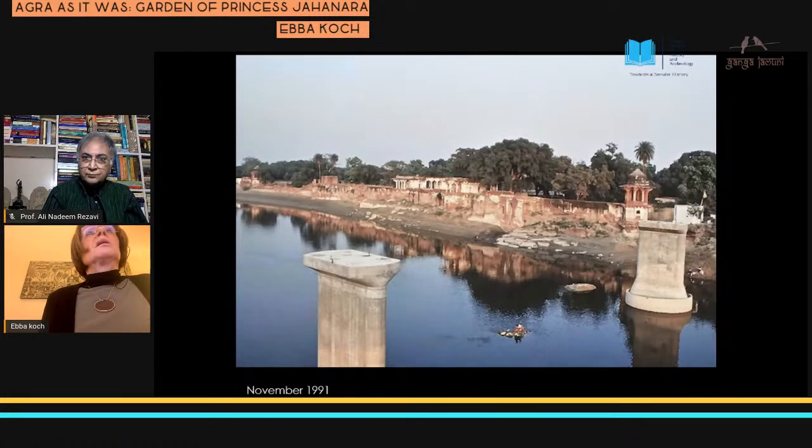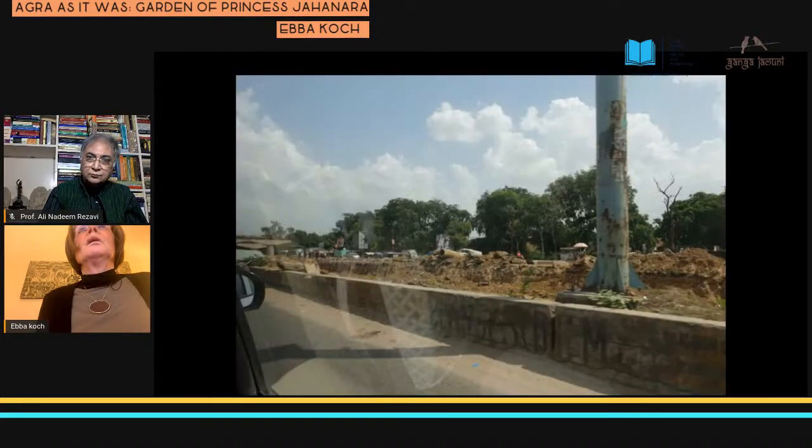So I took this photo when the bridge was built. This was in 1991, but in the meantime, it has been even widened. Next slide, please. And for another lane, so this is how it looked like in 2016. And down below, on the right side, would be the garden. Next slide, please.